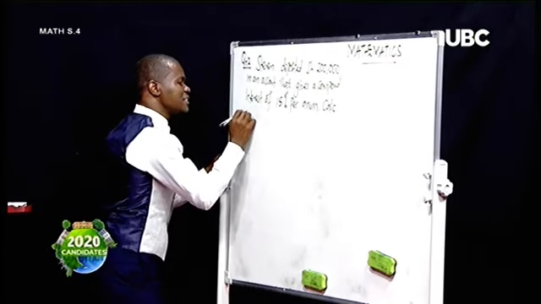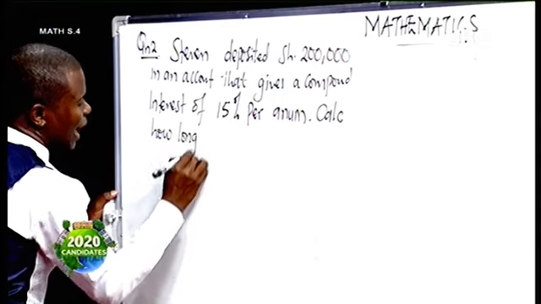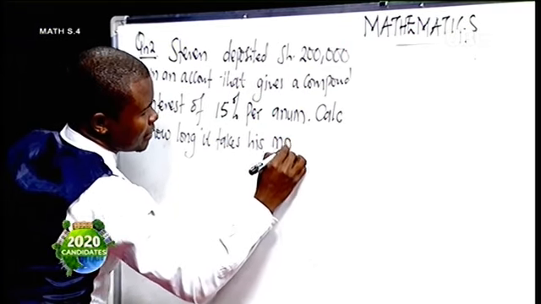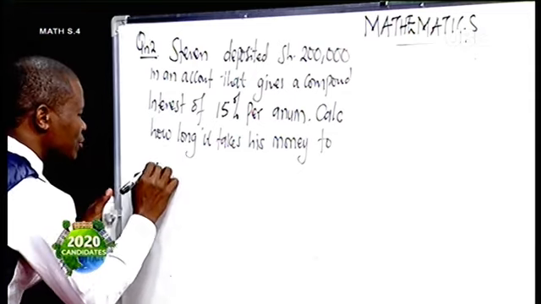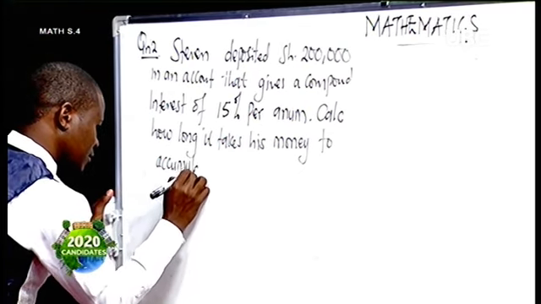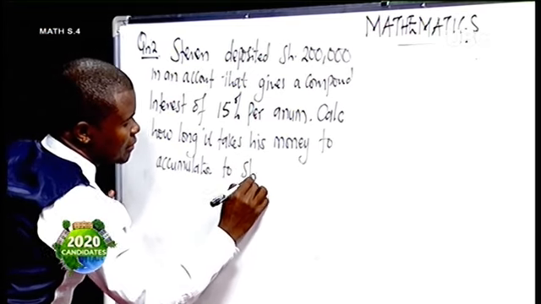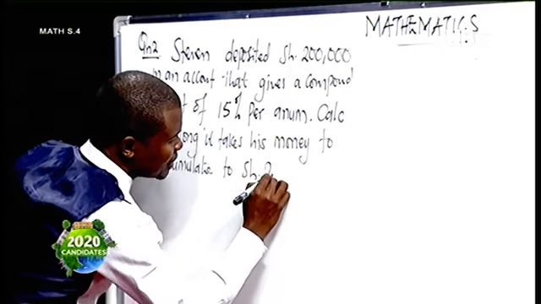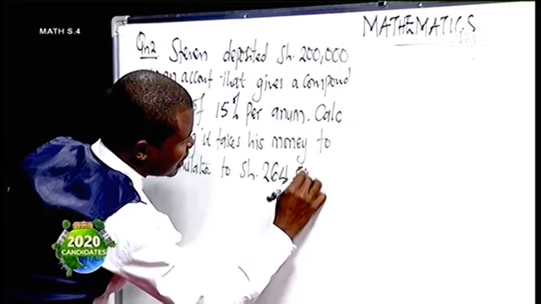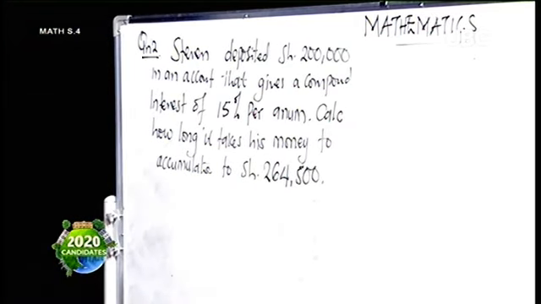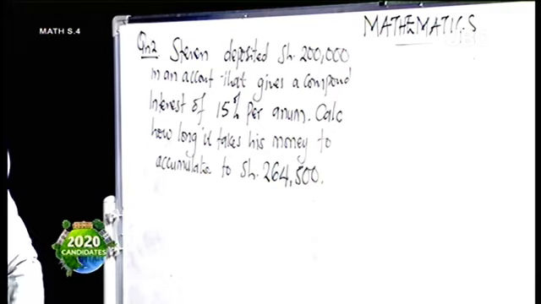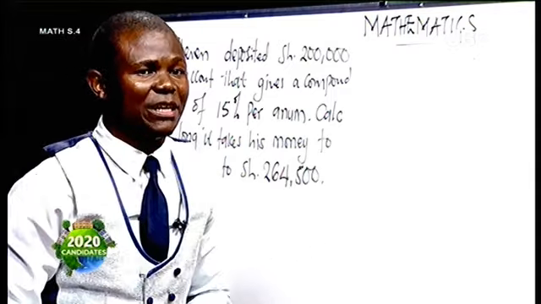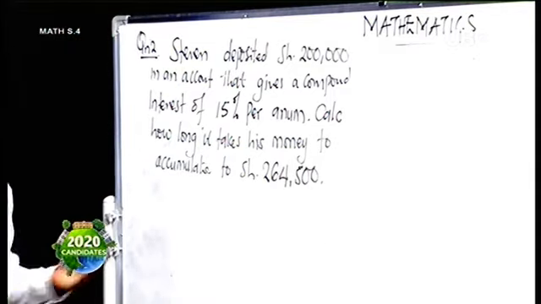Calculate how long it takes his money to accumulate to shillings 264,500 shillings. Good. So, my dear friends, I want you to look at this question and start working. Begin to work as I tell you what to do. What are we going to do in this case? This is what we're going to do.